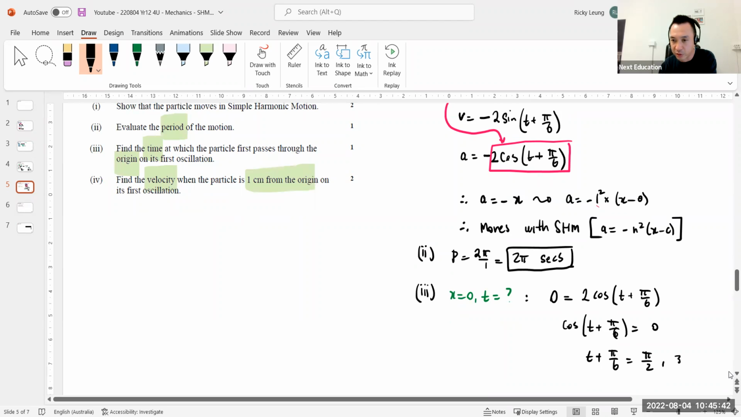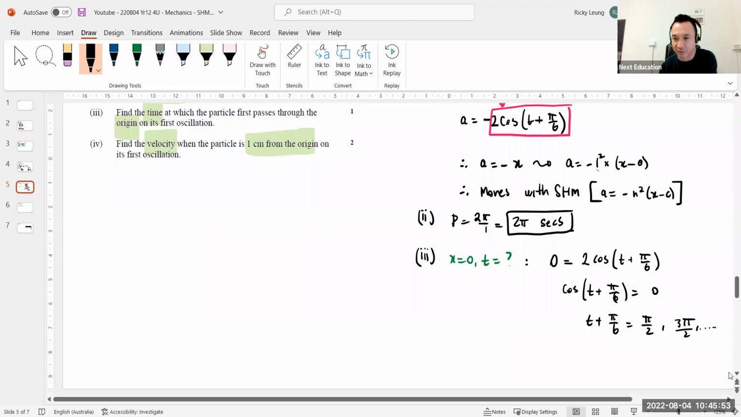Now, technically, 3 pi on 2 would be there as the next one, but I just put that in just in case. In this case, when I minus it, it's not a problem. Pi on 2 minus pi on 6 is still positive. Time has to be positive. So that's the correct one, I only need this one. But sometimes when you minus it over, it might be negative, in which case we need something else.